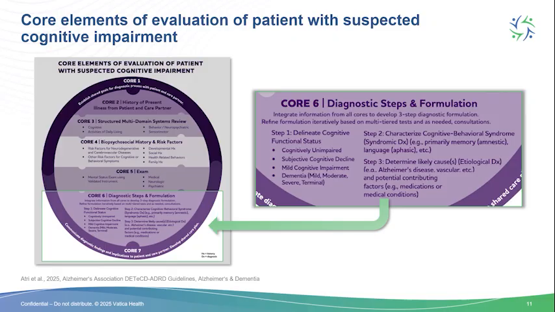Core 6 is the diagnostic step in formulation, where you use all the information you gathered and formulate a diagnosis using 3 steps. 1 is to delineate the cognitive functional status. Next, characterize the cognitive behavioral syndrome. And third is to determine the likely cause. And this is where we're going to zoom in. I'm going to pair this up with DSM-5 steps to ultimately lead to an accurate ICD-10 code.